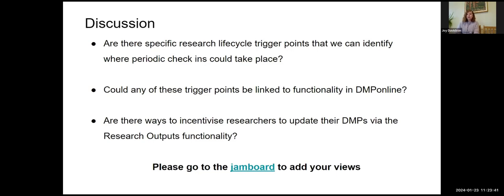I also wanted to think about whether any of these trigger points might be linked to functionality within DMPonline, particularly with the new research outputs tab and the potential there to try and make that a sort of inventory of outputs over the life of the project. And finally, and this one's always very tricky, can we start to think about ways to incentivize researchers to come back and update their DMPs from the initial outline that they have to produce?